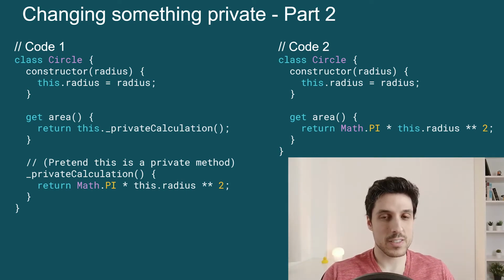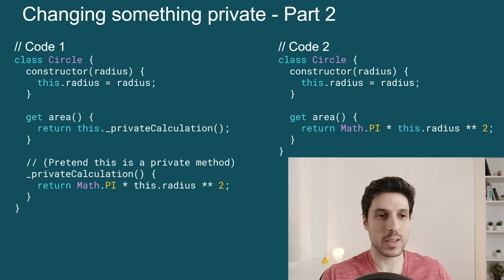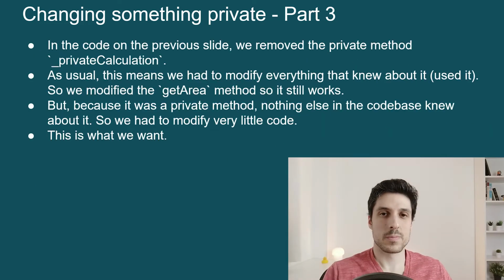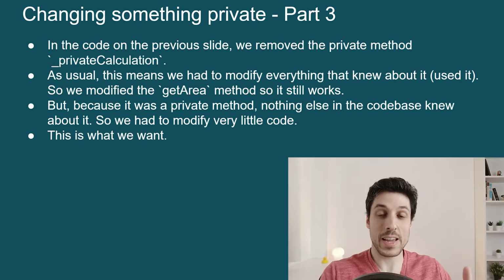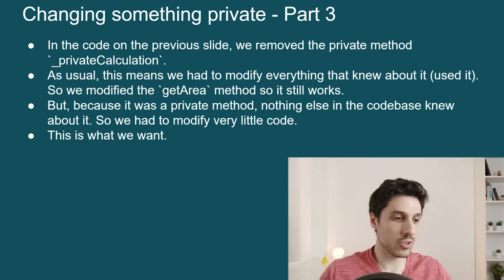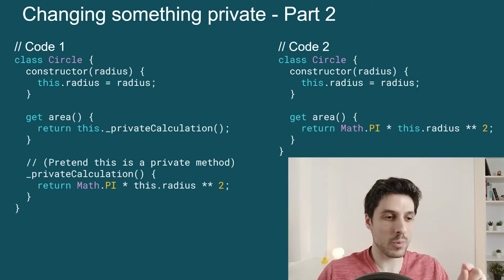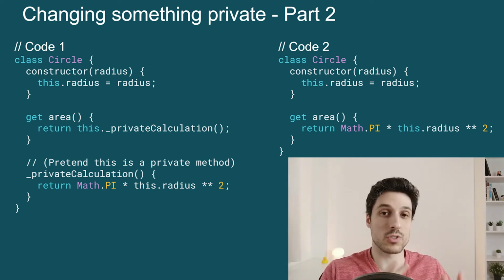And the key part is, because this private method that we deleted was only used here, the changes we have to make are extremely small. So this is what we want. We want changes to be easy like this to make. We don't want to make a change and then have to go change 30 other things. Something like this code is how we want to do the majority of the changes that we have to do. We want things private so that this is the result. We change 1 or 2 things. We don't change 10,000 things.